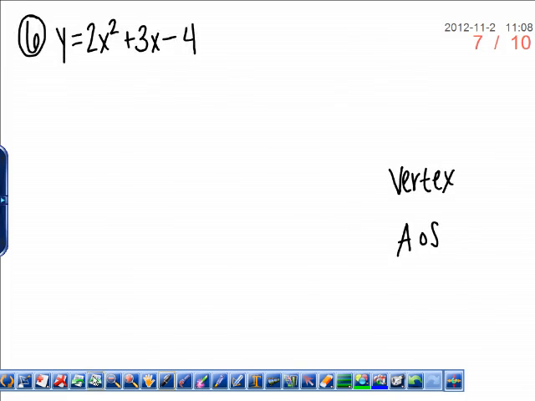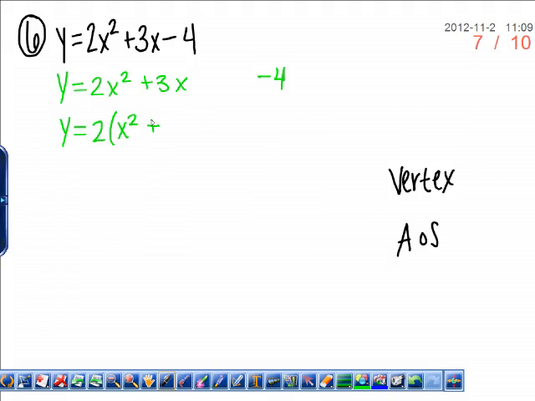2x squared plus 3x minus 4. All right, I'm going to rewrite it and move my negative 4. What do I have to do next? Pull out the 2. Even though 2 doesn't go into 3, we still have to pull it out, right? Because anytime your A value is not 1, you must pull out the A value. It is not a GCF. So I get 2 times x squared plus 3/2.